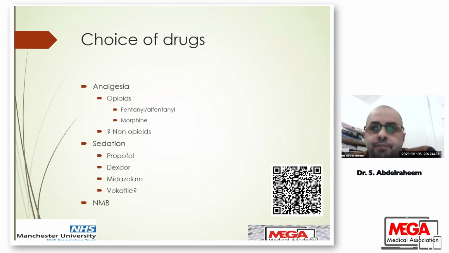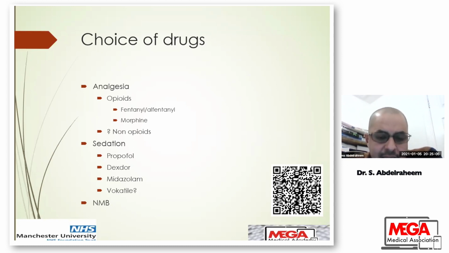Talking about sedation, propofol is a common sedative. I think, again, this is the first line agent, and it works on GABA receptors. Midazolam is another GABA receptor, and both of them are used. Propofol is quicker onset and offset, while midazolam can accumulate. Dexdor or dexmedetomidine is an alpha-2 agonist, and it is a safe drug when used within the therapeutic range, 1.5 microgram per kilogram per hour.